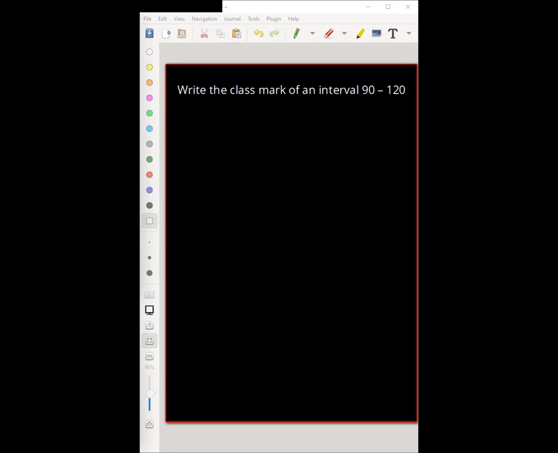Siddharth, no, that's incorrect. Siddharth, again, same mistake. 90 to 120, it's not 90 to 100, Siddharth. Don't assume that it's always going to be a difference of 10. Ananya, go back and see what is the class mark.